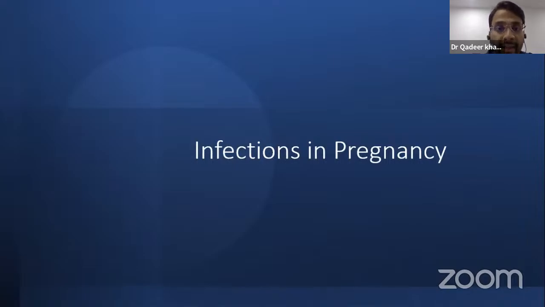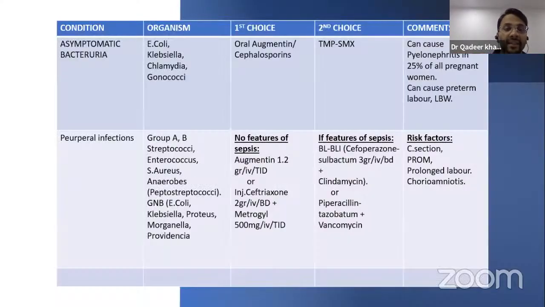Infections in pregnancy. Most commonly, as I said, asymptomatic bacteriuria should be treated in pregnancy. Common organisms are again gram-negative bacilli, E. coli, Klebsiella, and chlamydia and gonococci can be seen. Oral beta-lactamase inhibitors like amoxiclav, augmentin, and clavulanic acid, or cephalosporin can be used. These organisms can cause pyelonephritis in more than 25% of the patients. They can cause preterm labor and low birth weight. So this should be treated in patients who are having asymptomatic bacteriuria.